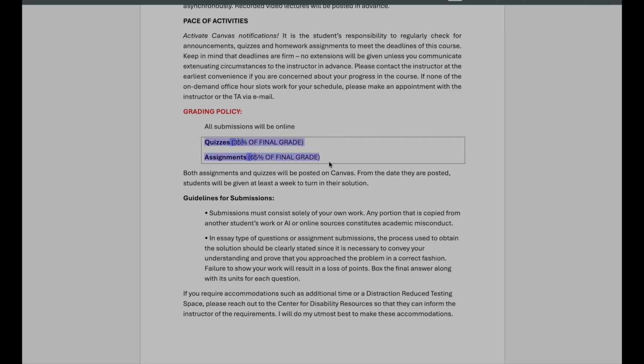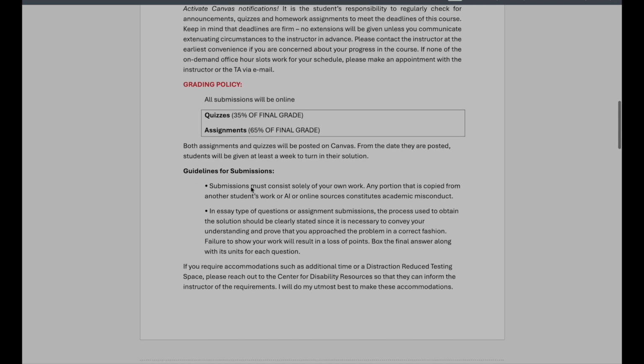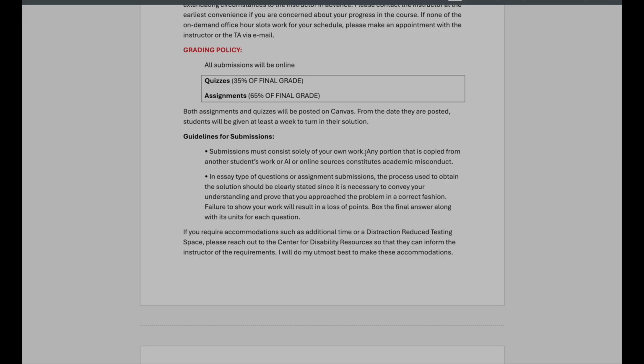The assessment is purely based on quizzes and assignments. Both of them will be online. I will make sure that you have at least 1 week to turn them in. They must consist solely of your own work. If you have another student's work or AI directly used or online sources, if it is proven it is academic misconduct.